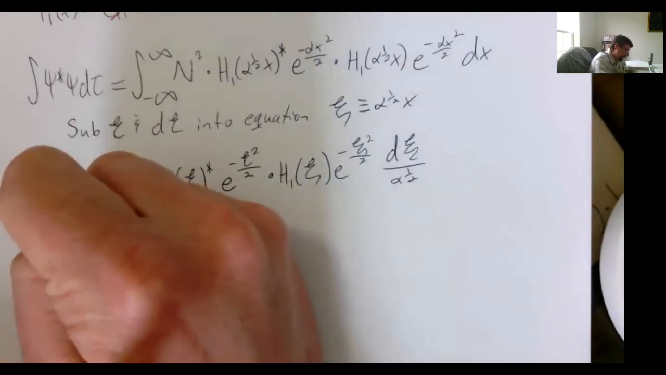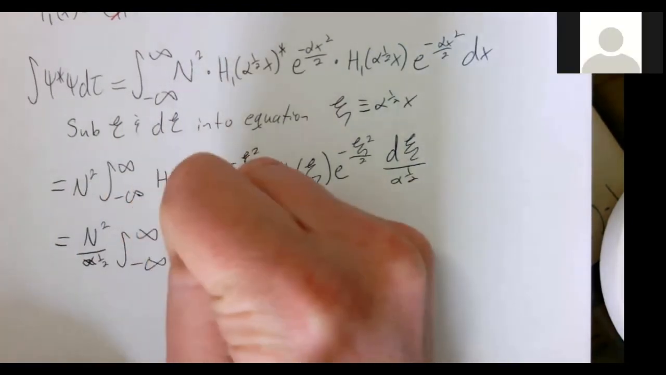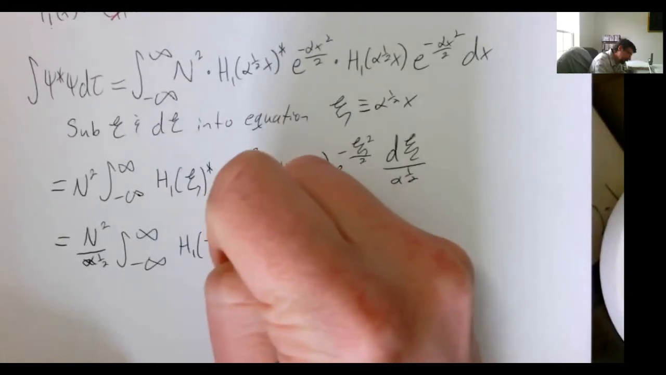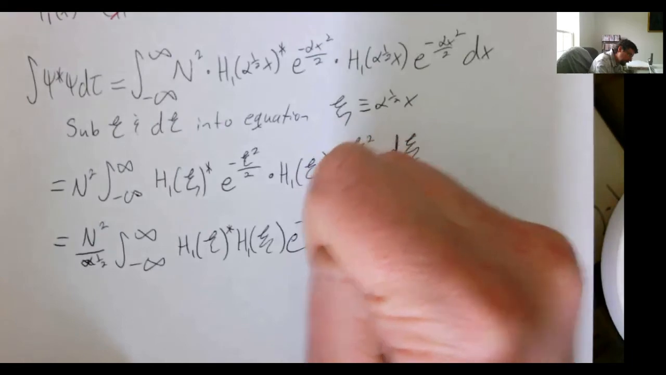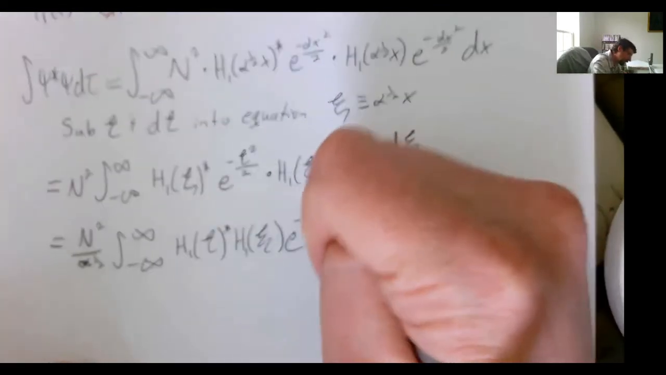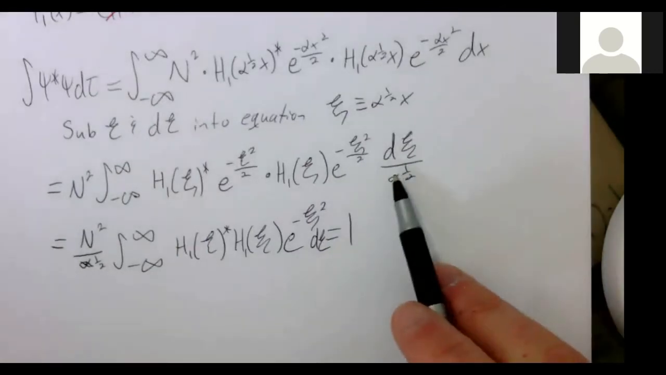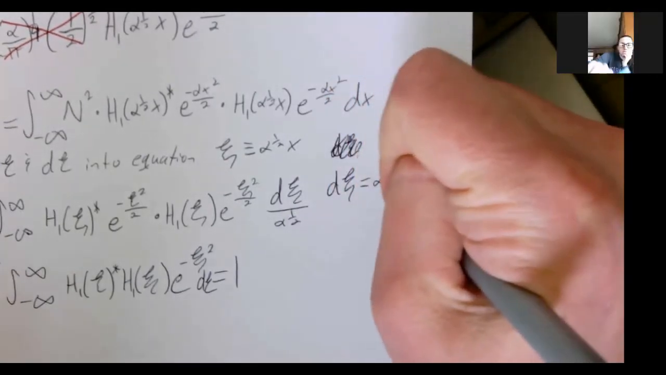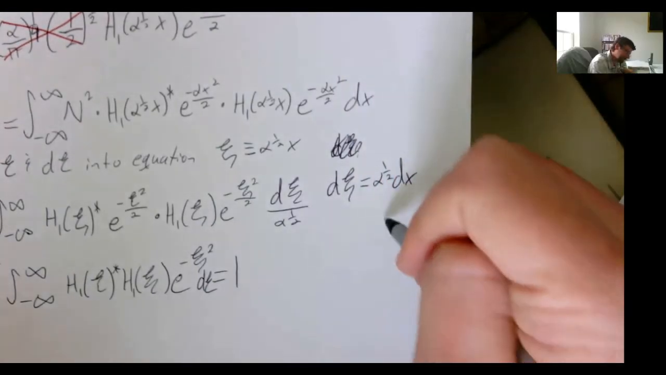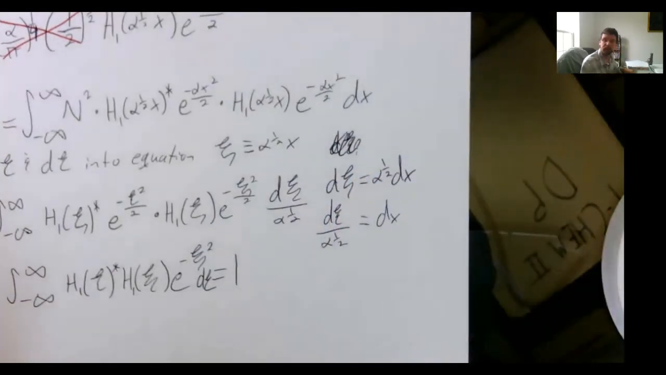So we can manipulate that around, and what we get is n squared over alpha to the 1/2, h1 epsilon h1 epsilon e to the negative epsilon squared, which is all equal to 1. Oh, except we need a d epsilon. So why is d epsilon divided by alpha 1/2 at the end of that line? We said epsilon is alpha to the 1/2 times x, so d epsilon is alpha to the 1/2 dx. What is dx going to be equal to? d epsilon divided by alpha to the 1/2. Fair enough. There we go. That's where that comes from.